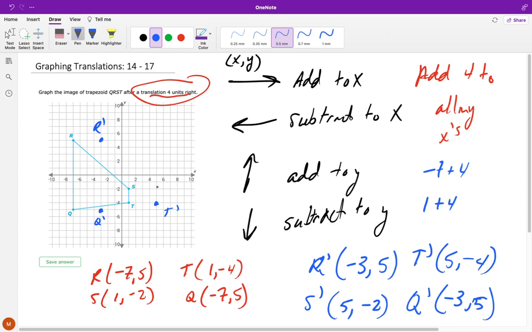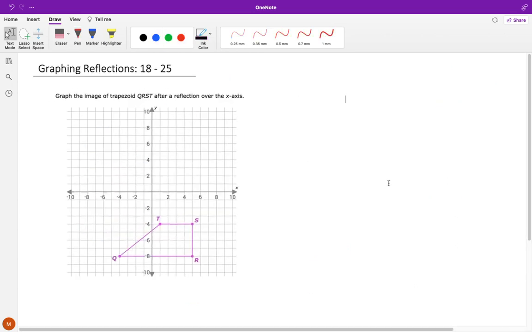And S prime is going to be 5, negative 2. So there's my S prime. And now I just will draw my lines connecting those. And you see it is just a sliding from that first one to the second one. All right, so this one here, I believe this is number 18.